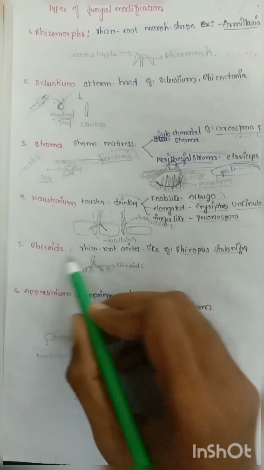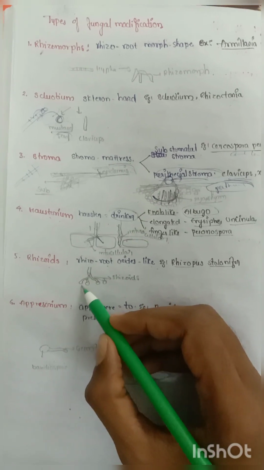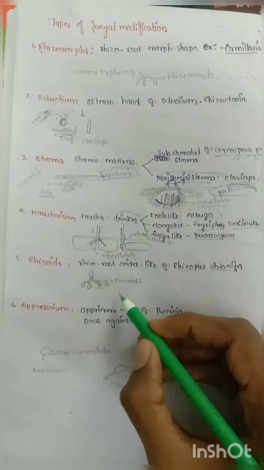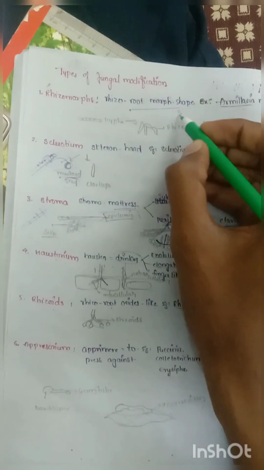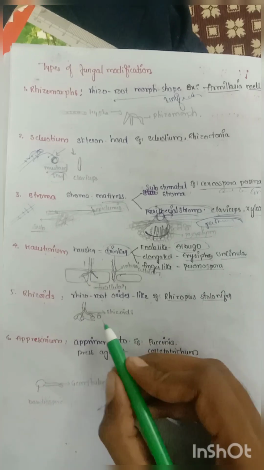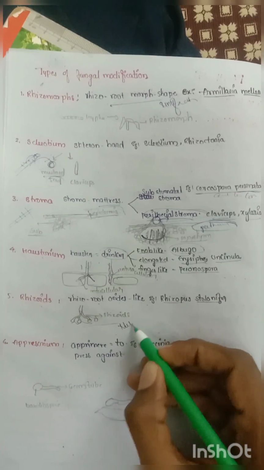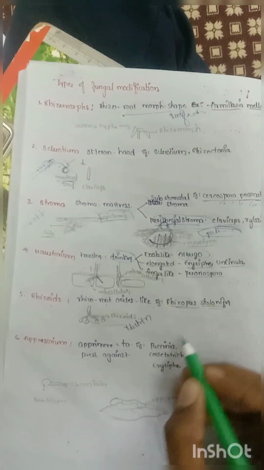And rhizoids. Rhizo means root. Rhizoids are root-like modifications. Rhizomorphs will help to survive under unfavorable conditions, whereas rhizoids help in absorption of nutrition. Example, Rhizopus stolonifer.